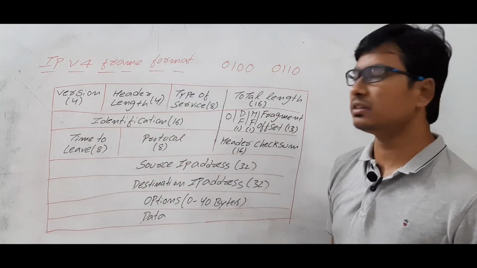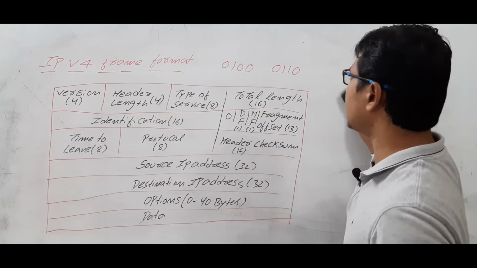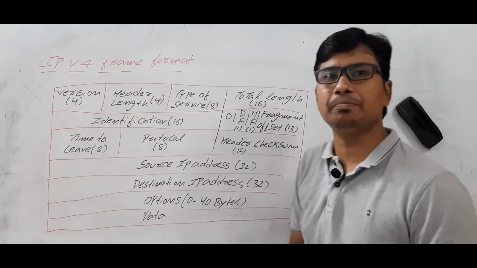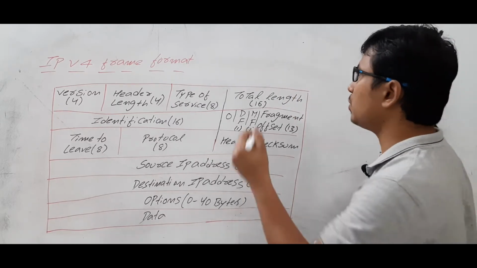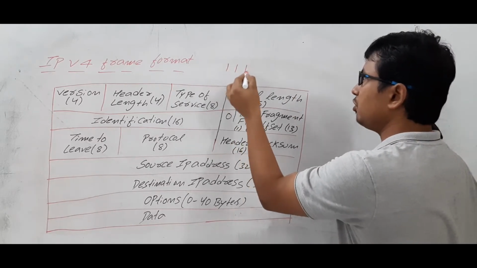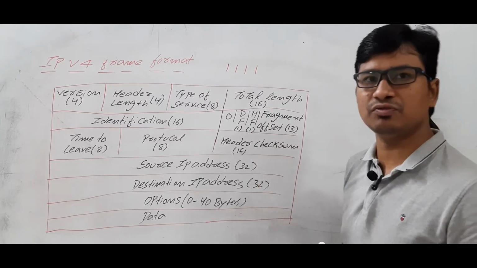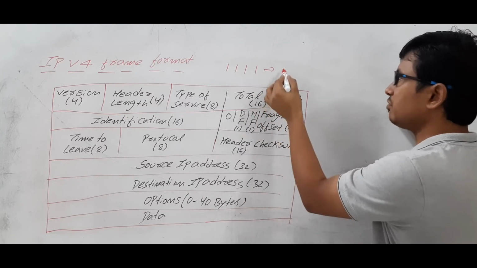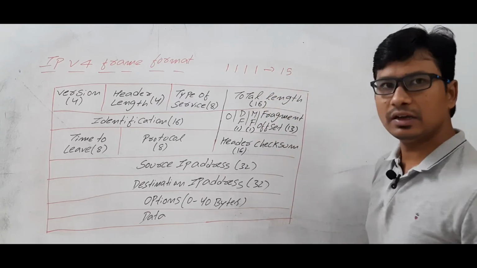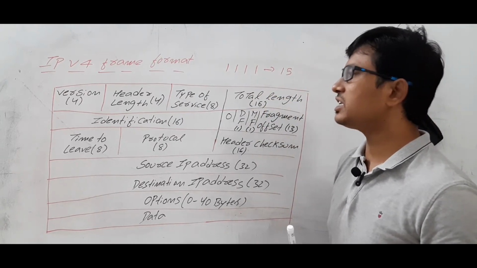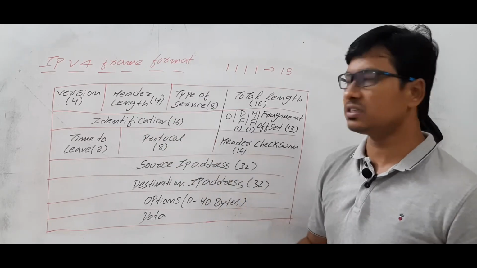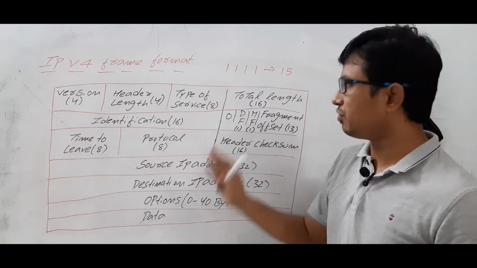Coming to the header length, which is a 4-bit number. As it is a 4-bit number, the maximum you can represent is 4 ones. Am I right? In 4 bits, I can represent at most 4 ones. Now what is the decimal number for 4 ones? If I convert it, I will get 15. So the highest number you can represent is 15. Then I will discuss what you have to do for the header length.